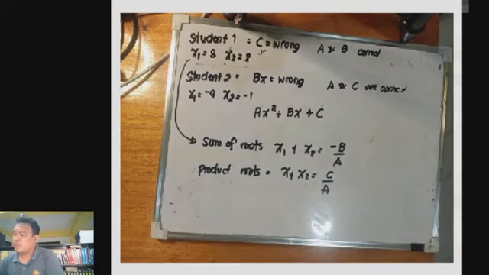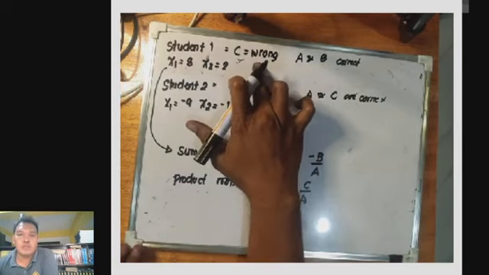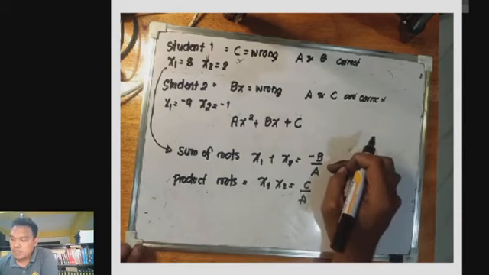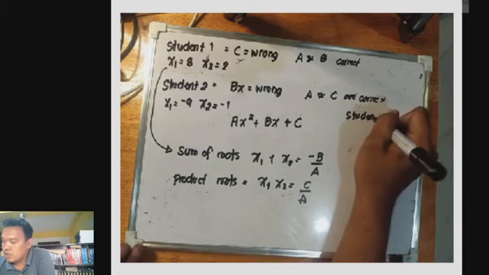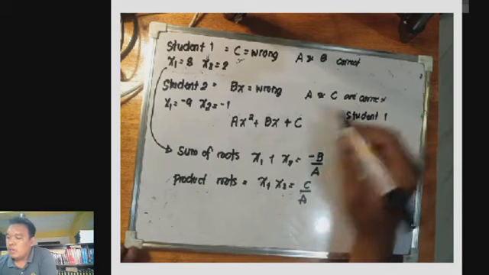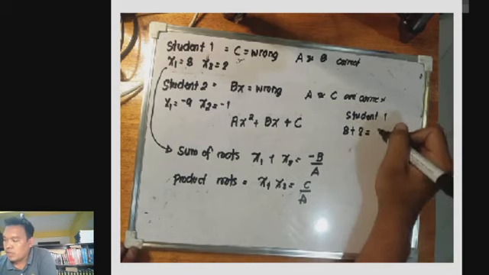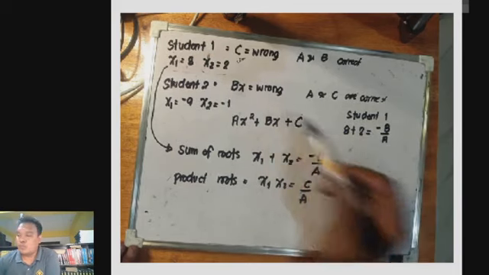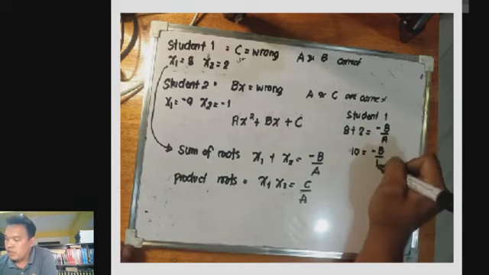Dito na lang. Okay, so, since student 1 ay wrong yung C, ibig sabihin tama yung B niya. So, let's say na tatama yung sum of roots niya. For student 1, we have roots natin which is 8 plus 2 is equivalent kay negative B over A. Kasi nga, tama yung B ni student 1. So, lalabas 10 is equivalent kay negative B over A.